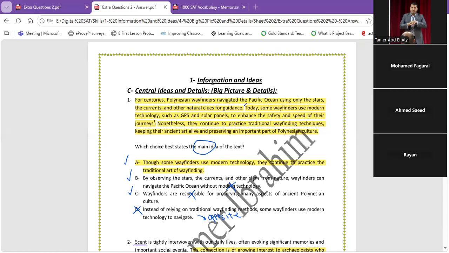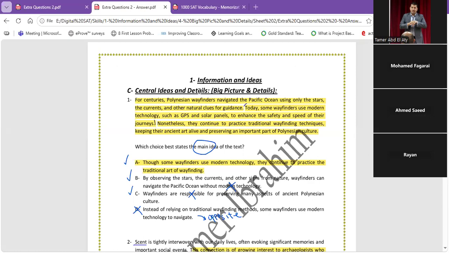So the first domain is information and ideas. It includes three skills. The first one that we revised is evidence. The second one that we're going to revise today is main idea and details. The third one is inferences. But unfortunately, the evidence has three subskills: scientific, the hardest subskill, scientific evidence, literary evidence, quantitative evidence.